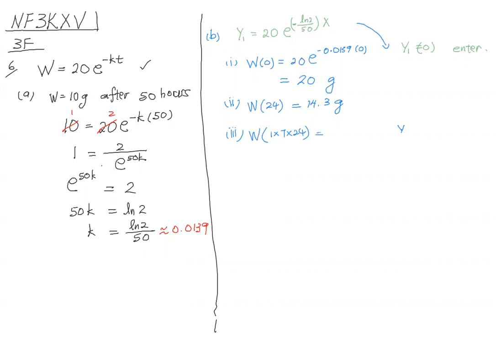I can just put in my Y1. You don't have to purposely write down the number. You just put 7 times 24 here. You can do so. So, okay, Carol Rampa, can I have the answer? The answer is 1.95 grams.